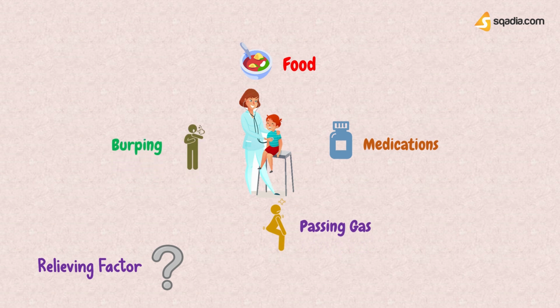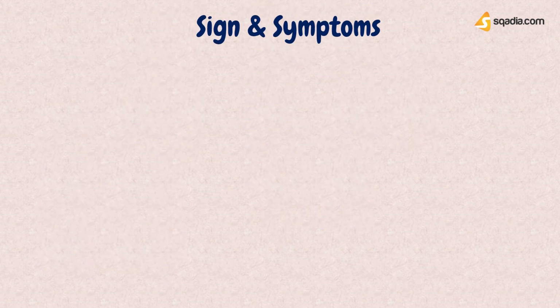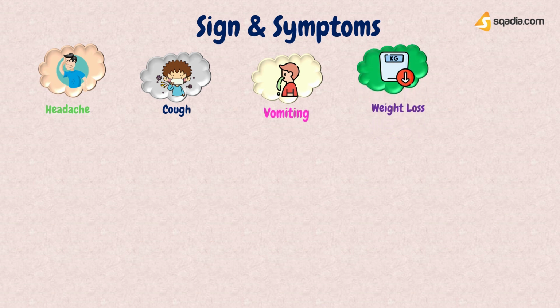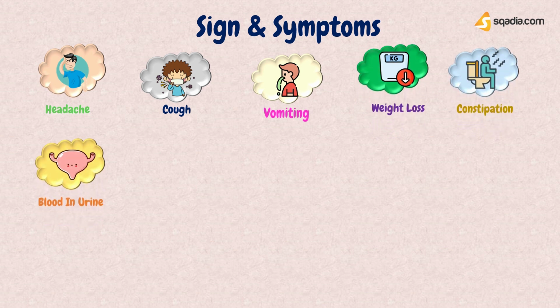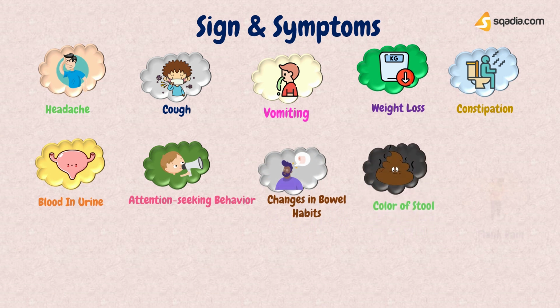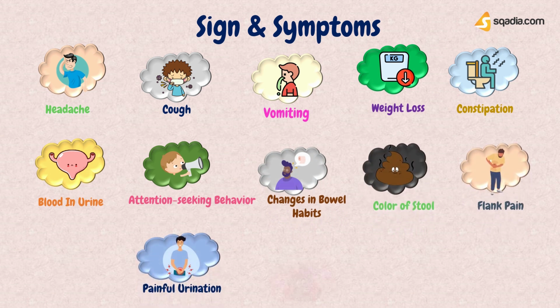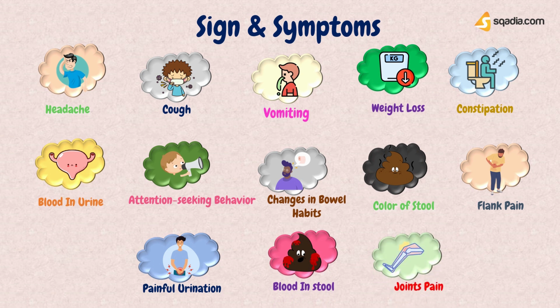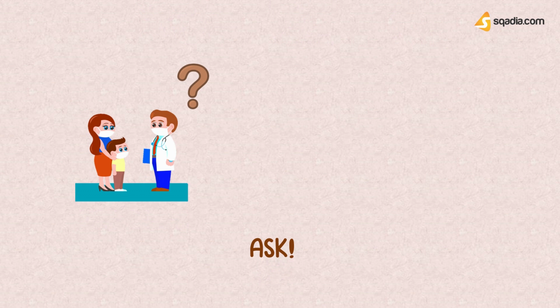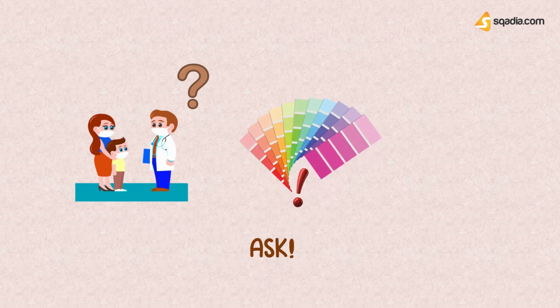Now there are 5 important questions that you need to ask your patient before making a diagnosis. You will ask the child or the parent what symptoms the child is experiencing, including headache, coughing, vomiting, weight loss, constipation, blood in urine, attention-seeking behavior, changes in bowel habits, color of stool, flank pain, painful urination, blood in stool, joint pain. You will ask the parent if their home has lead-based paints, and have they seen their child eating paint chips.